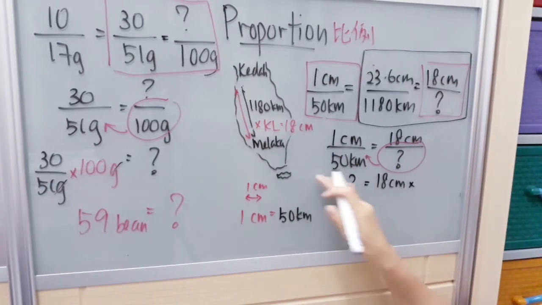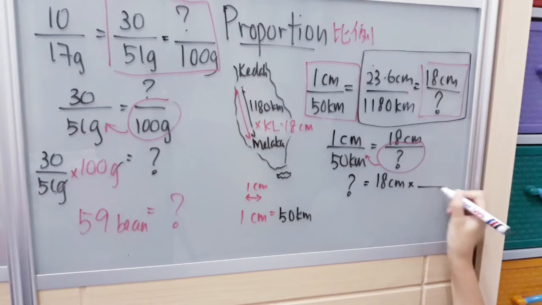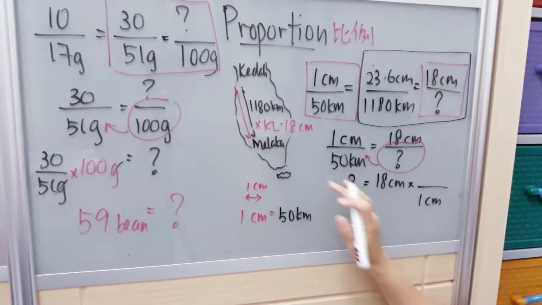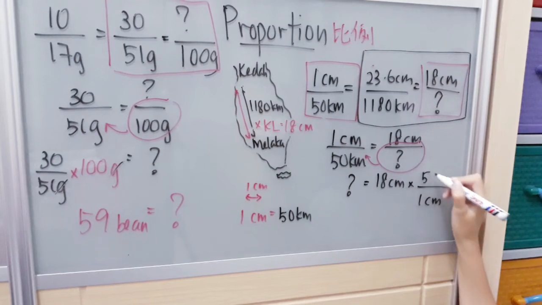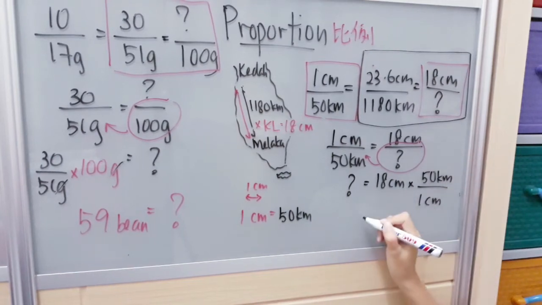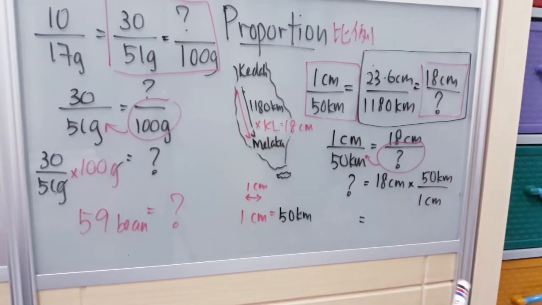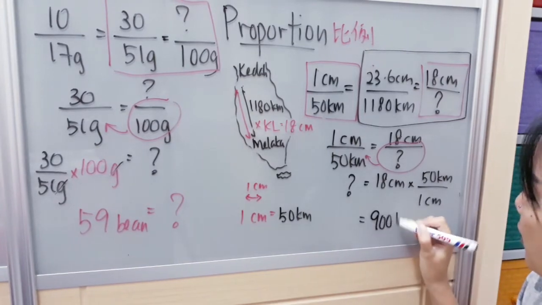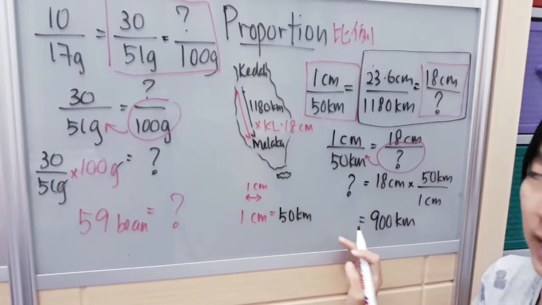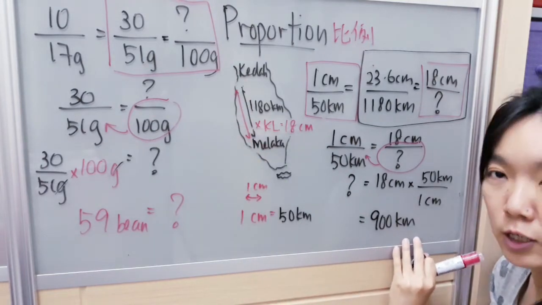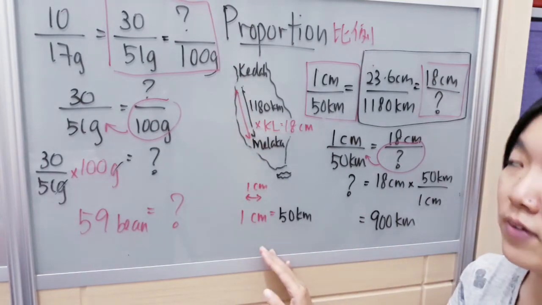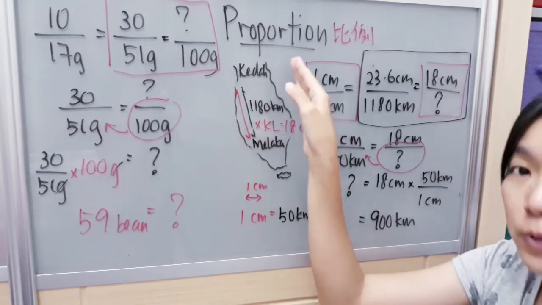So when I move this, the top will become the bottom. The bottom, divide, will become multiply on top. Putting into the calculator, 900 kilometers. So we can say that the distance between Kedah to KL is equal to 900 kilometers. So that is the function of calculating proportion.